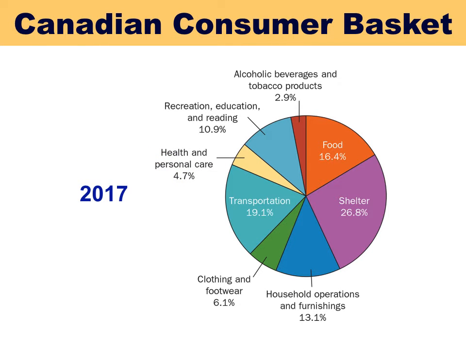So this is the typical consumer basket in 2017. We can see that each of these categories is part of a typical consumer's consumption. We see that there is shelter, which makes up a fairly large portion of our budget, of our expenditure. We've got food, transportation, household operations, clothing and footwear. Notice how these particular goods and services that are included in this basket are just consumption goods.